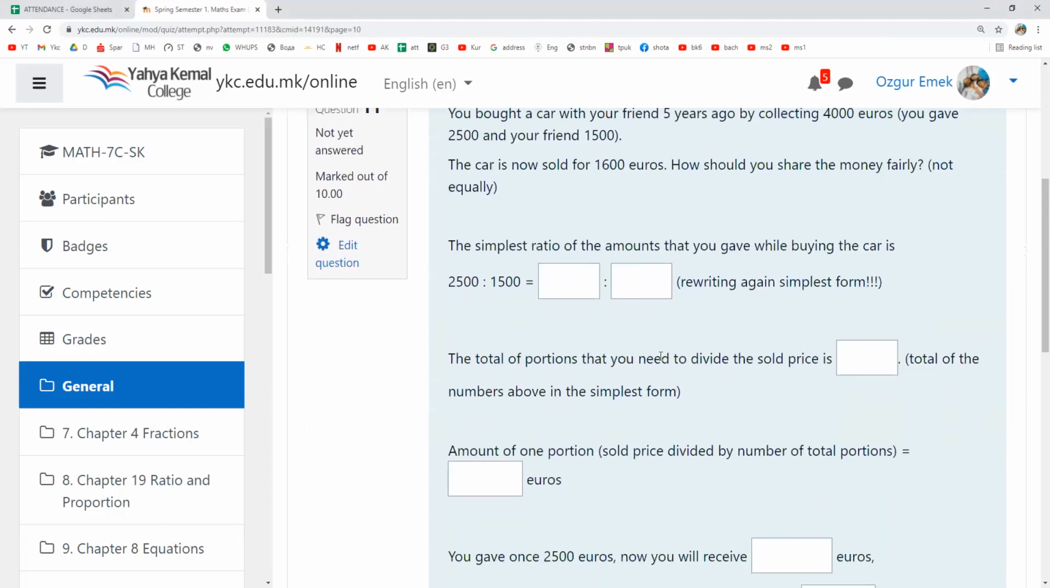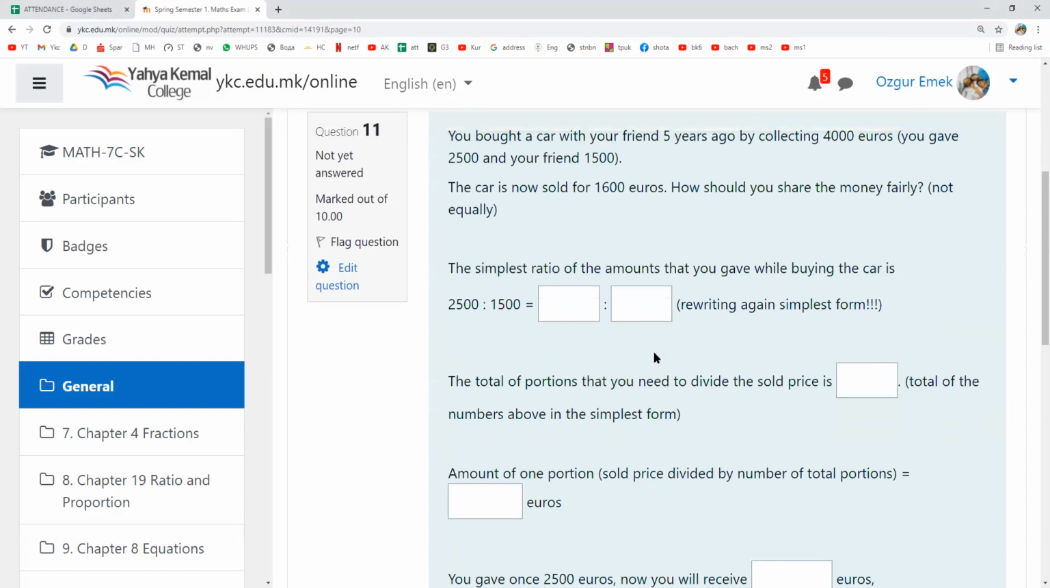Okay, was this a tricky question or not? Let's check it out. You bought a car with your friend 5 years ago, collecting 4,000 euros. This total amount is not important, but what amounts you each gave is important. You gave 2,500 and your friend gave 1,500. So you have more rights than your friend.